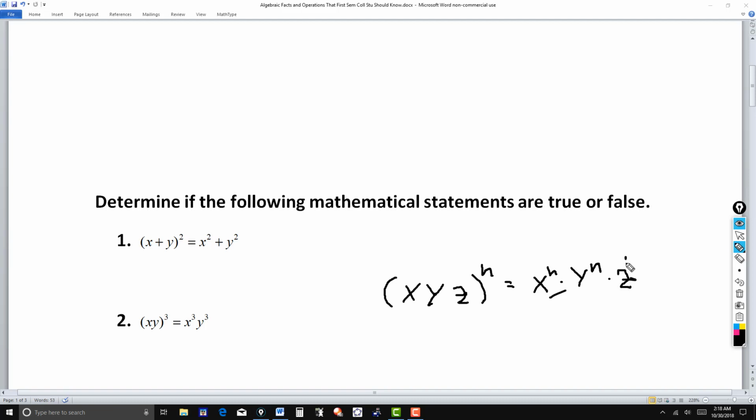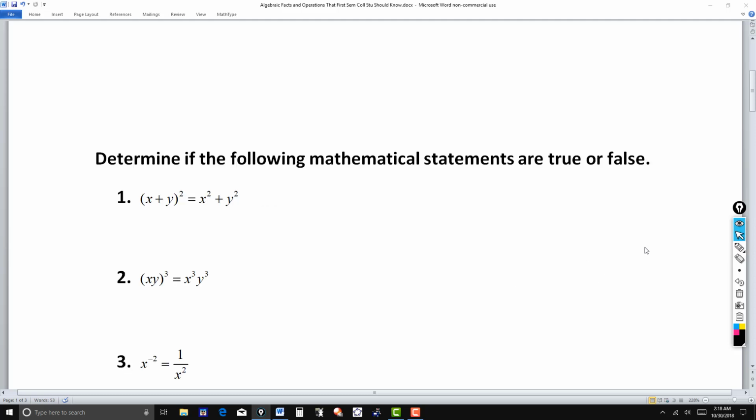So again, think of a law, a definition, an accepted procedure, or a theorem from mathematics, in this case algebra, that justifies a statement, or find a contradiction to it. So this one is true. The next one says x to the negative 2 is equal to 1 over x to the second. True or false?